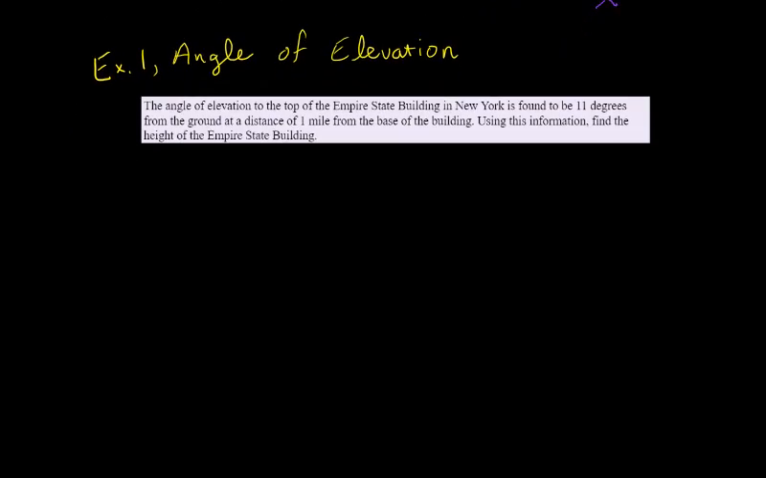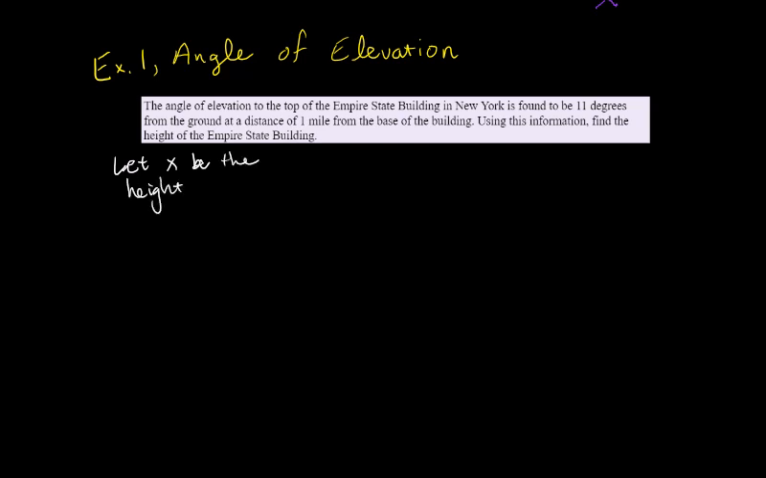Okay, so here we go. Let's do one with the angle of elevation. It says the angle of elevation of the top of the Empire State Building in New York is found to be 11 degrees from the ground at a distance of 1 mile from the base of the building. Using this information, find the height of the Empire State Building. I know that kids hate word problems because it's hard to make sense of them, but let's just say this. What are we trying to find? We're trying to find the height of the Empire State Building. So let X be the height.